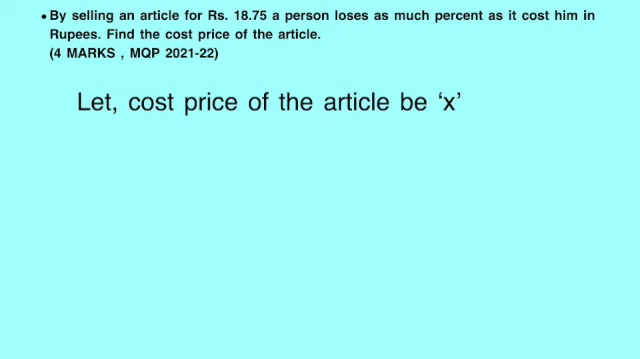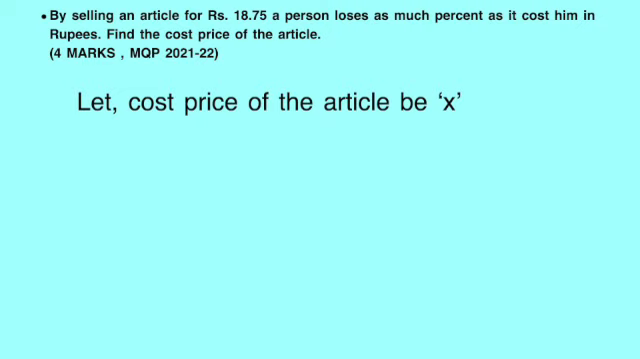Therefore, let the cost price of the article be X. We consider the cost price be X because we have to calculate the cost price. There are two prices: one is the selling price, another one is the cost price. We have to find the cost price, so I consider the cost price be X. Then he incurs loss. How is loss calculated? Loss is calculated by percentage.